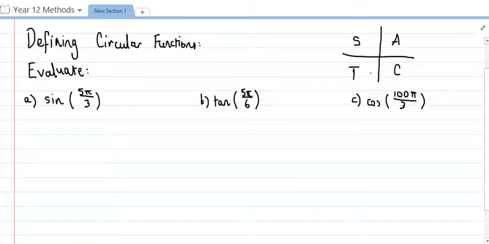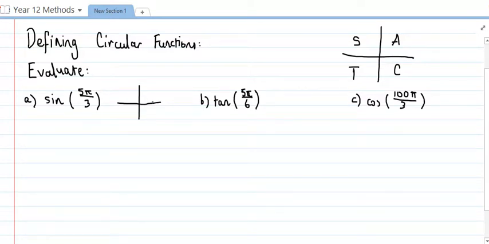Okay, so ASTC, you might have a way of remembering that. It's a good idea to make up some kind of acronym that can help you remember that. But we're going to be using that today. So in the first problem, we're doing sine of 5 pi on 3. To start off with, it's actually a good idea to just draw a quick sketch of it so we can get some idea of where it is and what it is that we're dealing with.